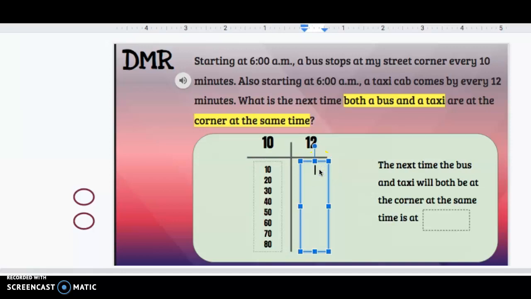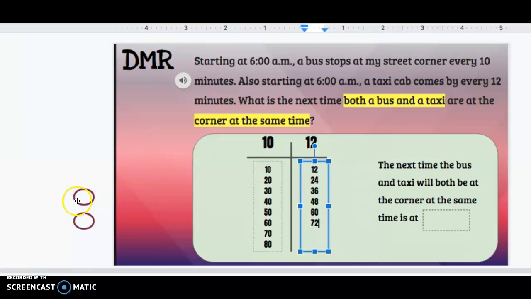So now we have to do 12. 12 times 1 is 12. 12 times 2 is 24. 12 times 3 is 36. 12 times 4 is 48. And 12 times 5 is 60. 12 times 6 is 72. But I'm going to stop.